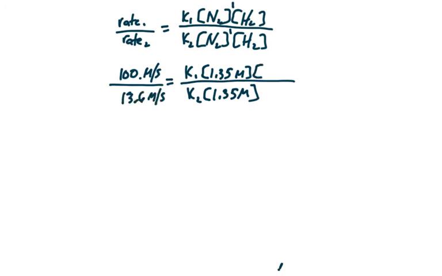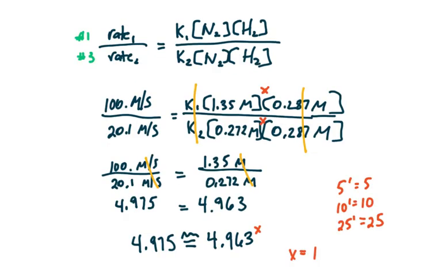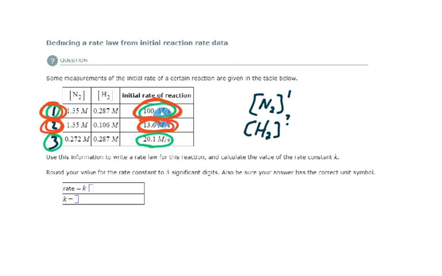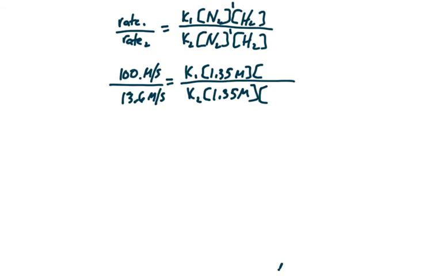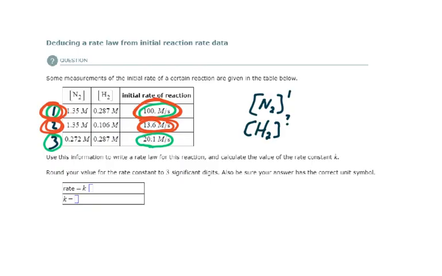Okay. What is the concentration of H2 in the trial where the initial rate is 100? 0.287, and it was reduced to 0.106. All right, so let's go back. 0.287 for 100 and 0.106 for the trial where the initial rate was 13.6. 0.106, 100, 0.287.